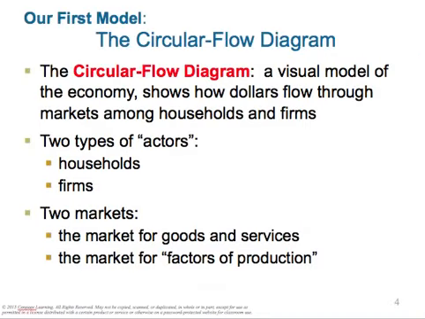Our first model is the circular flow diagram, which is a visual model of the economy and shows how dollars flow through markets among households and firms. There are two types of actors in the simplified circular flow diagram. There's households and then there's firms. And there are two markets. The markets for goods and services. Typically the households are looking for goods and services. And then there's the market for the quote-unquote factors of production. Labor, inputs, so on and so forth, that the firms need to produce a product, good, or service.